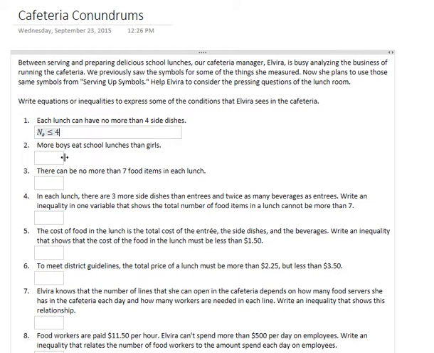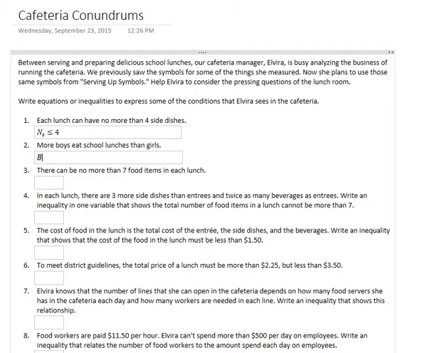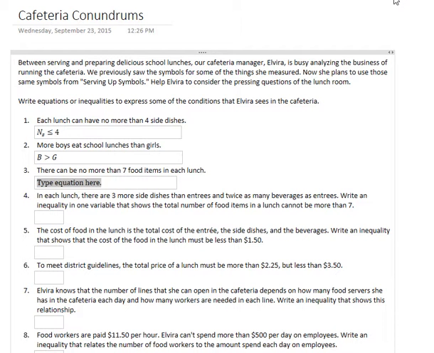Okay. Then we have more boys eat school lunches than girls. Well, boys is represented by B. Girls is represented by G. If B is bigger, then B is greater than G. There can be no more than 7 food items in a lunch. We know that food items is represented by T. It could be no more than 7, which means that it can be less than 7, or it can be 7, but it certainly can't be any more than that. So T is less than or equal to 7.